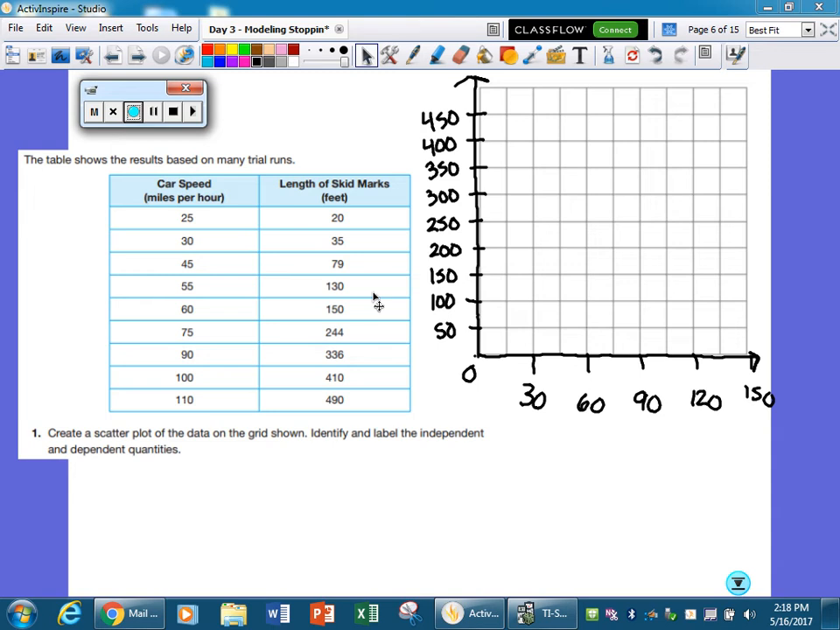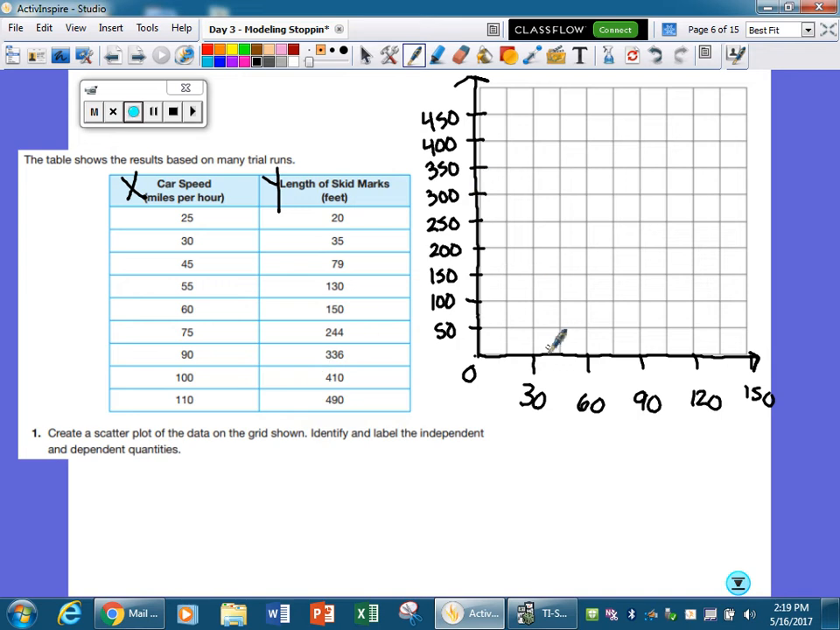So if we just examine the table first, we have our car speed, which is our x, and we have the length of the skid mark, which is y. So if you're going 25 miles per hour, it takes you about 20 feet to stop. This is all real life, like they went out on the track and they tested it. 60 miles per hour, 150 feet to stop, and so forth. So as you can see, as you go faster, the length of your skid mark is also going to increase.